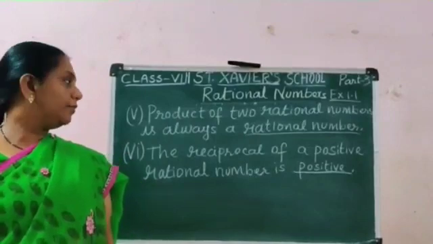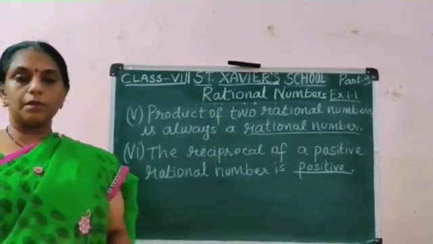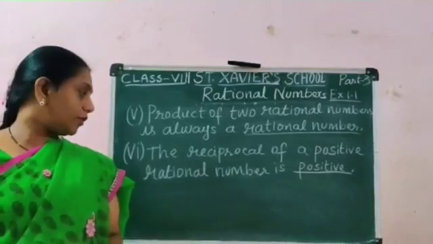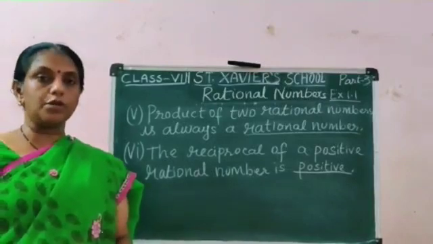Now question number 5. Product of two rational numbers is always a rational number. Sixth one, the reciprocal of a positive rational number is positive.